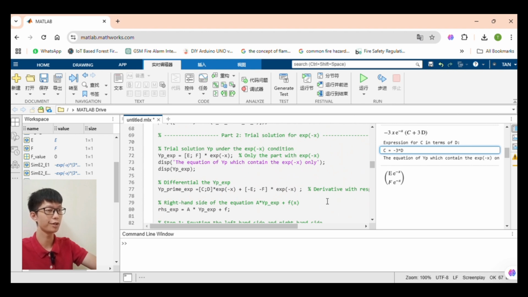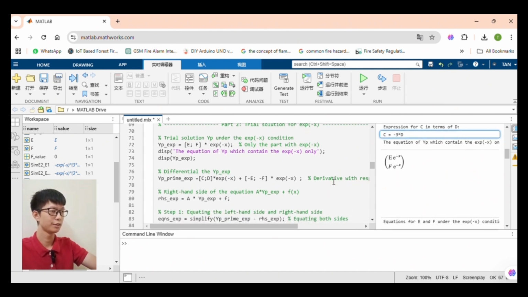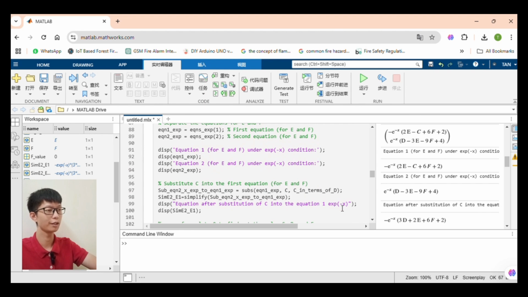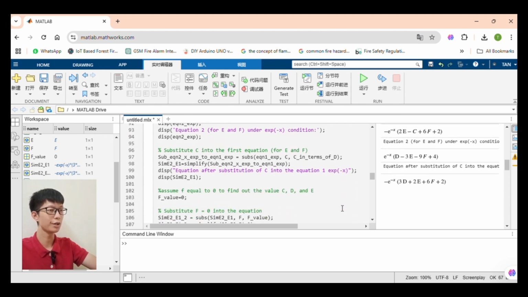For part 2, we do the same as part 1. We solve the equations by substituting into the formula YP prime equals A YP plus G. So we get two equations, equation 1 and equation 2. These two equations are not the same, so we get a total of 3 equations. According to theory, 3 equations can only find 3 unknowns. So here we need to assume one of the unknowns equal to a number. I assume that F equals 0 to find the other unknowns, C, D, E.